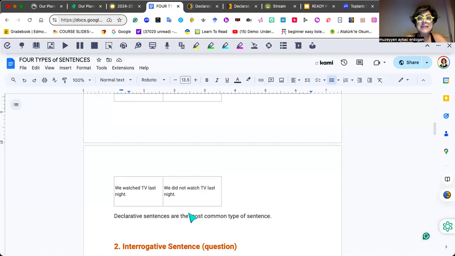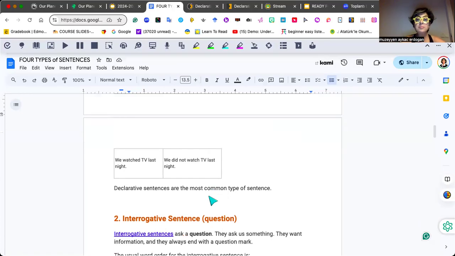Okay, now look at the negative form of this sentence. We did not. So first we use subject and then we bring the helping verb for this tense. What is the tense? Simple past. We put did. And to make it negative, we put not, and then we write the main verb for this sentence, and we complete the negative sentence here. We did not watch TV last night. Okay. So among these four types, declarative sentences are the most common type of sentence. Okay, friends.